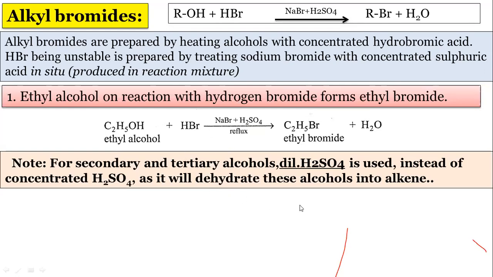For the secondary and tertiary alcohols, remember this note is very important. For secondary and tertiary alcohols, dilute H2SO4 is used instead of concentrated H2SO4. If concentrated H2SO4 is used, it will dehydrate these alcohols into alkenes. Dehydration reaction will take place. So remember the notes.